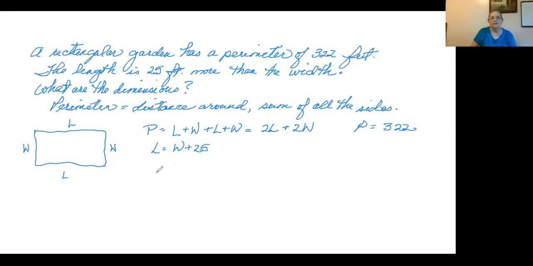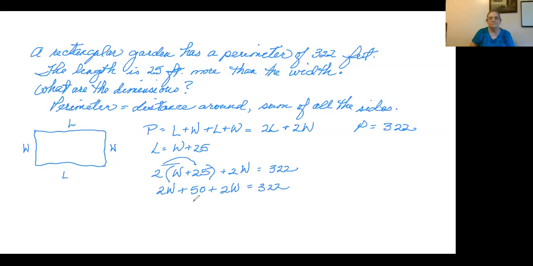So what we've got here is 2 times the length, W plus 25, plus 2 times the width is going to equal 322. Don't forget this part and just put 2 times the length. That's just going to be part of the way around. So now this is just an algebraic equation. Let's distribute this. 2W plus 50 plus 2W equals 322. So we got 4W plus 50 is 322.